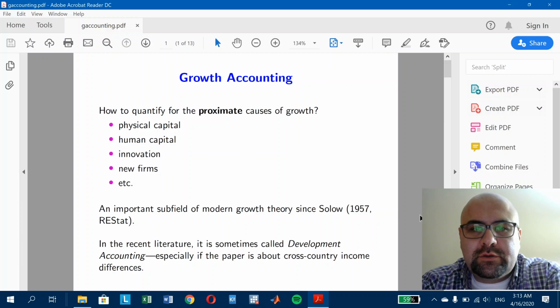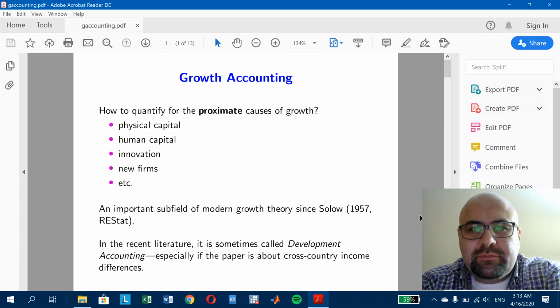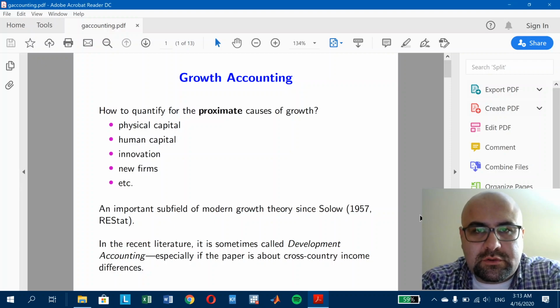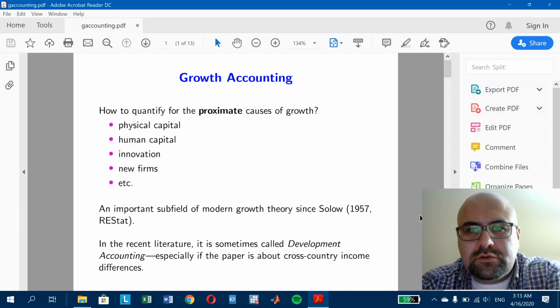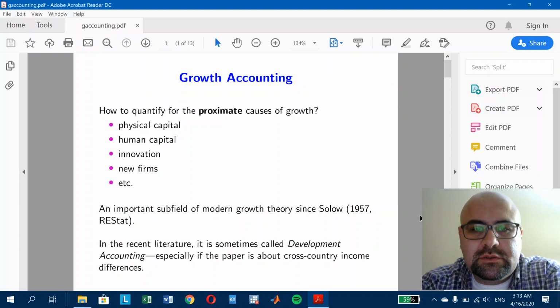So let's start very quickly. Growth accounting is basically about the proximate sources of growth, or proximate causes of growth. So growth occurs through horizontal innovations, physical capital accumulation, human capital accumulation, vertical innovations, or sometimes by the entrance of new firms. And it's an important subfield of growth studies since Solow's seminal work.